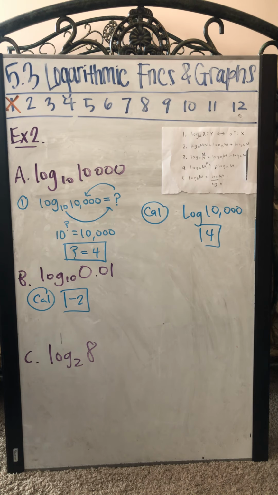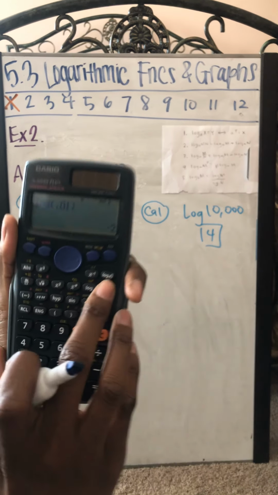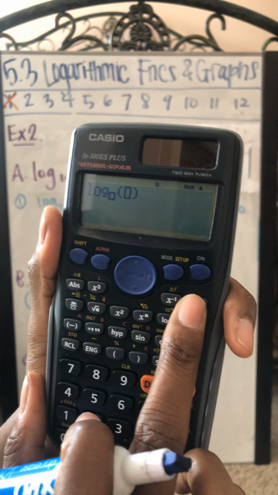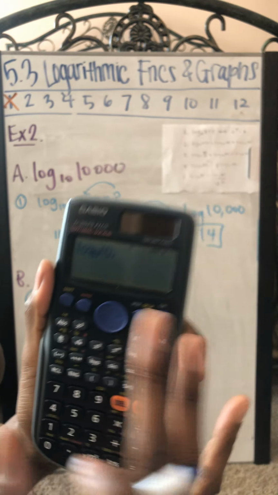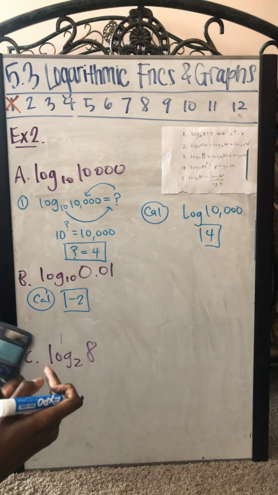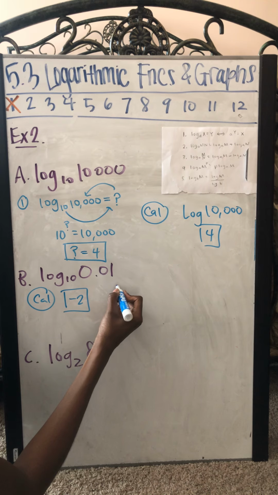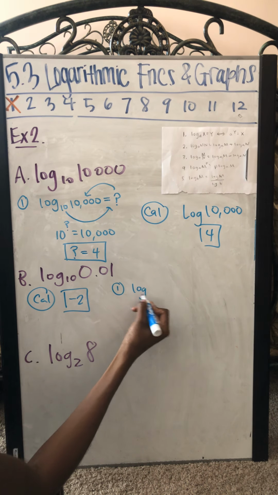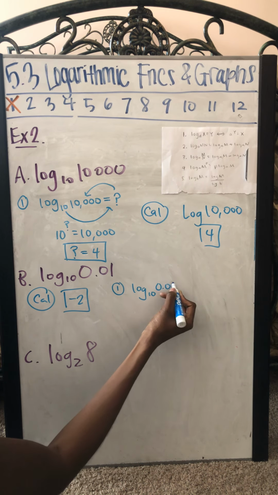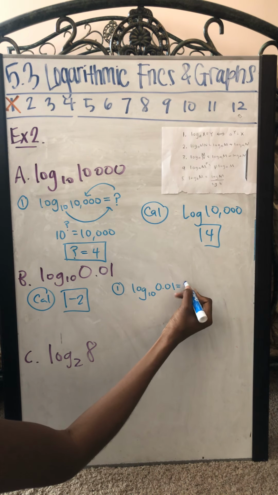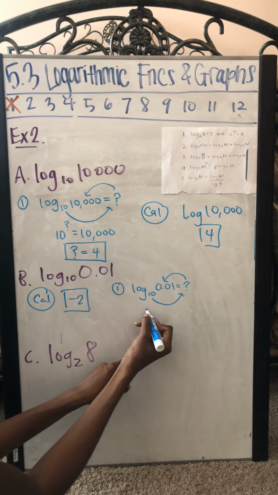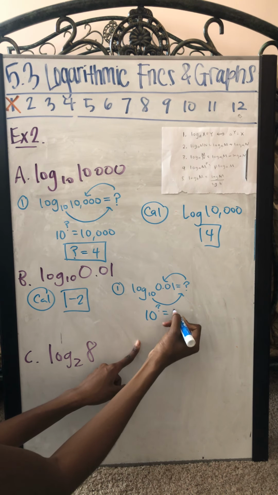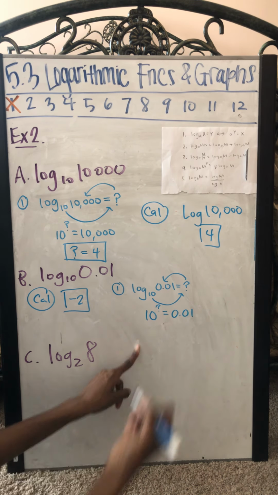Now, if you have the fancy calculator, you can use this button and plug those in. I'm going to assume that most of you guys do not, so that's why I'm going to show you how to work all these without using that, okay? But anyway, so let's say you wanted to use way 1. Way 1 is our cycle. We can only use the cycle when there's one log and an equal sign. I'm going to add an equal sign and put a question mark. So 10 raised to what gives me this number? So 10 raised to what gives me 0.01?